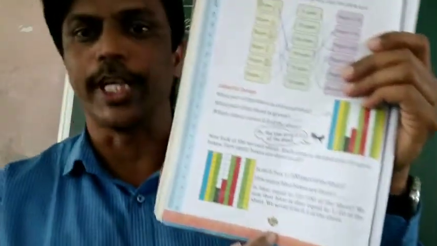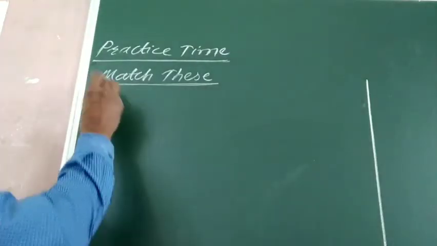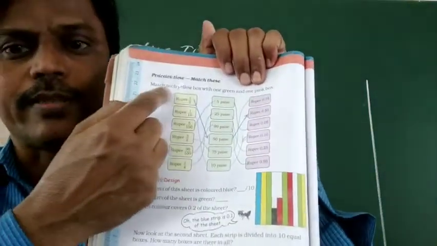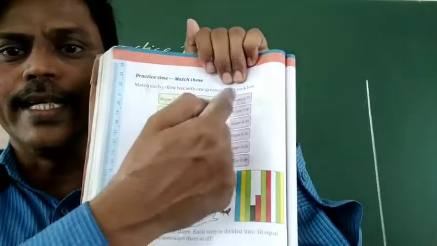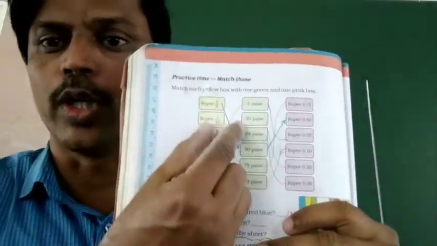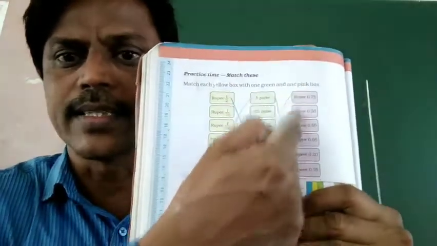Now see, in today's class it is page number 140. One question is here. It is practice time. See, match these. Dear students, please see from your textbook. These three columns are here. One is yellow color, one is green color, and one is pink color. You can see very clearly from your textbook.